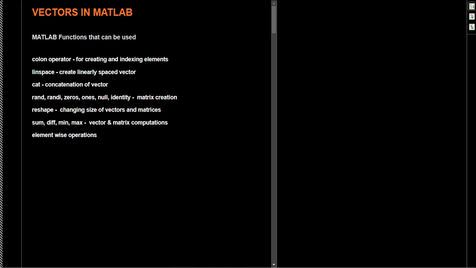We have linspace, which allows us to work with linearly spaced vectors. We have concatenation, which can be used for merging vectors. Then we have initializing vectors with rand, zeros and ones. If you want to resize or reshape vectors, you have the reshape option. Then you can use certain arithmetic operations and element-wise operations on vectors. So let's get started.